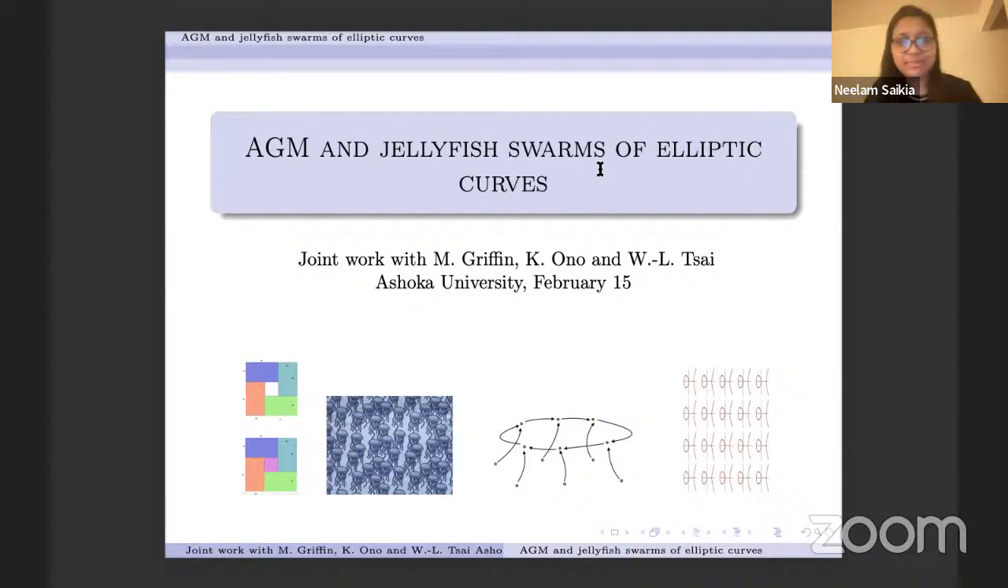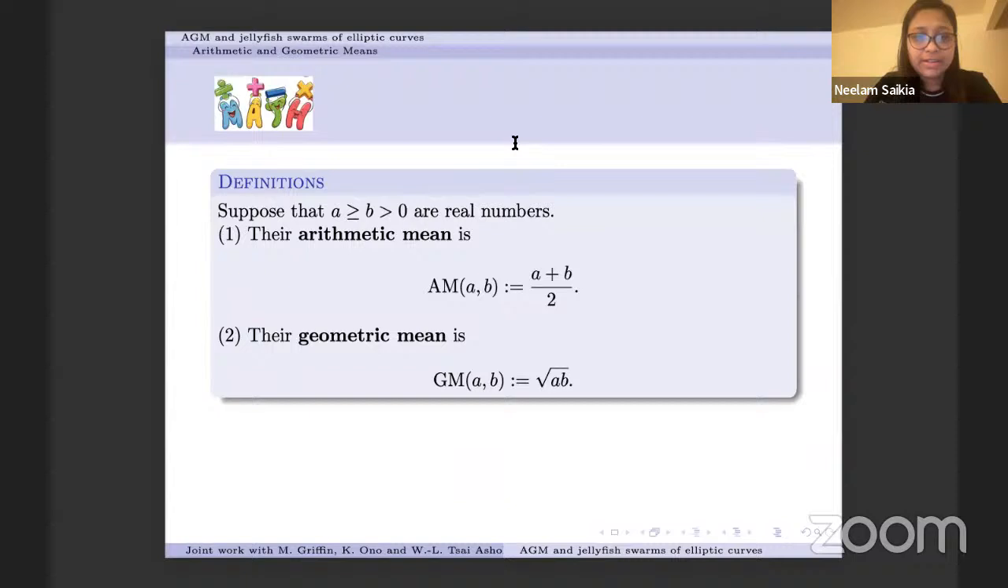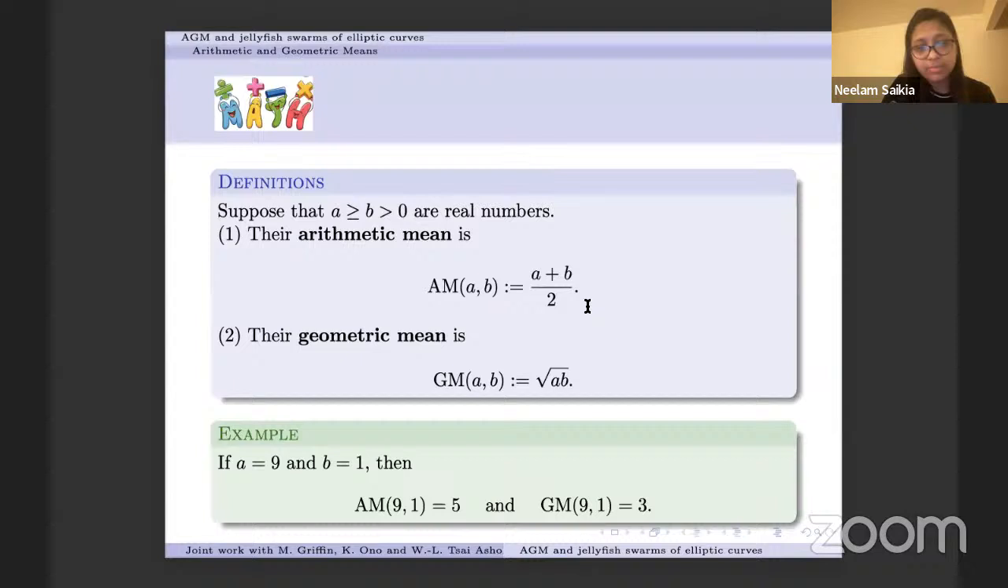I'll begin with some very basic definitions. If A and B are two strictly positive real numbers, then their arithmetic mean is defined as (A+B)/2, or you can say the average. And the geometric mean is defined as the square root of AB. Let me give you an example. If we choose A to be 9 and B to be 1, then the arithmetic mean is (9+1)/2, which is 5, and the geometric mean is the square root of 9, which is 3.